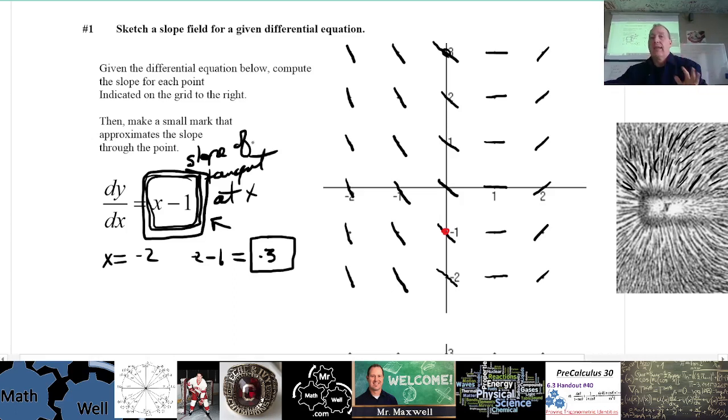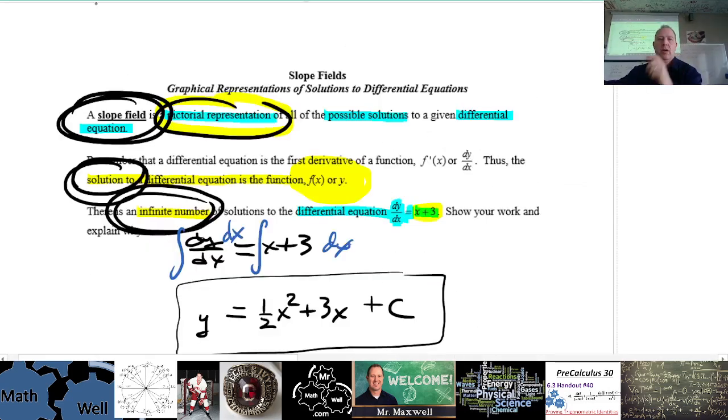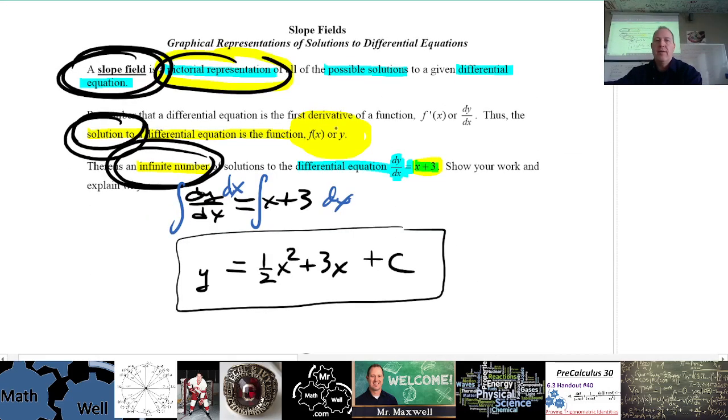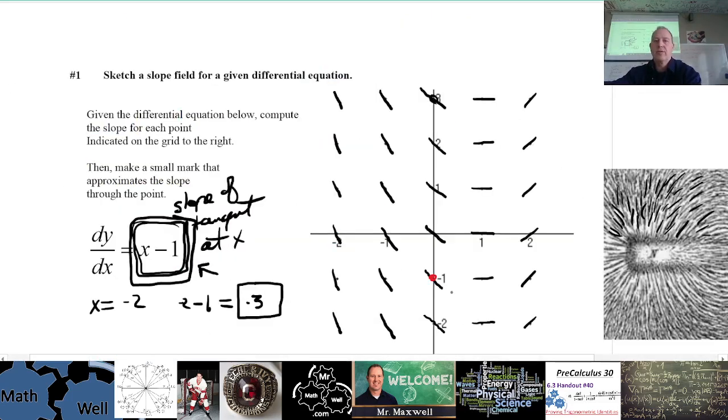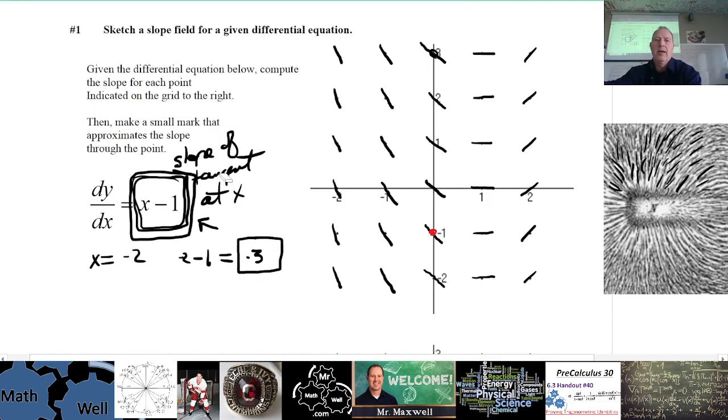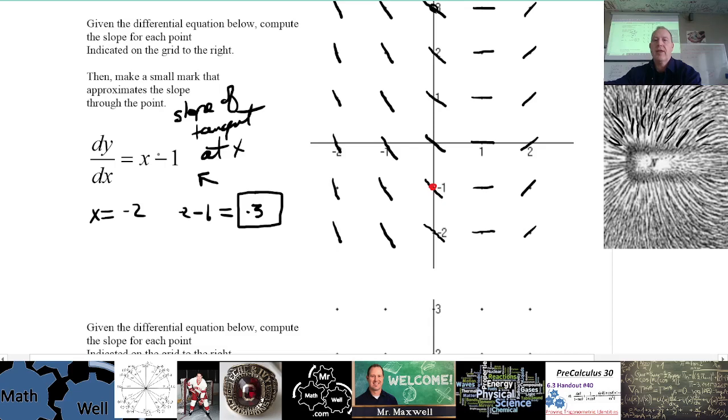Now, let's go back to the concept of a slope field. I just want to go back to this very first page where we said that this is a pictorial representation of all of the possible solutions for a differential equation. And so if I now go back to this particular example, we could find out what the general solution is here. And I think I'd like to do that.